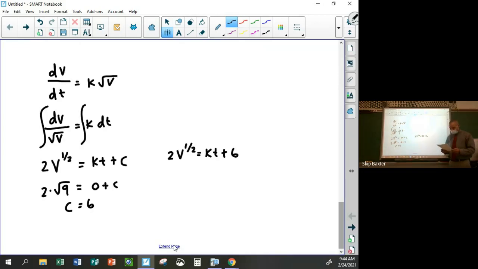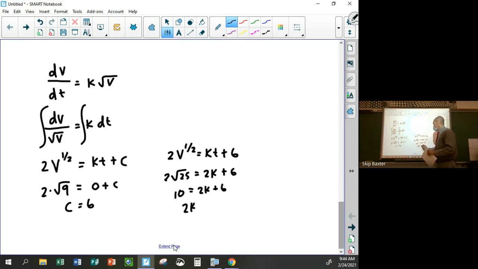And then it says at t equals 2, the volume of the tire is 25. So that gives us enough information to now figure out what k is, which is what they're asking you. So you just do 2 radical 25 equals 2k plus 6. So this is 10 equals 2k plus 6. 2k equals 4, k is 2. And that's what they're looking for, the value of k.